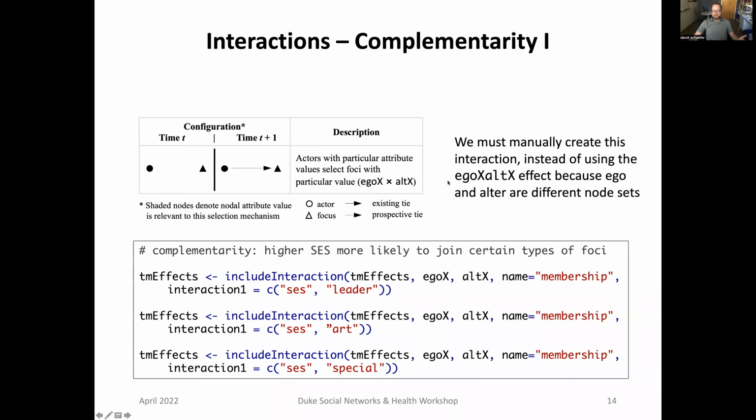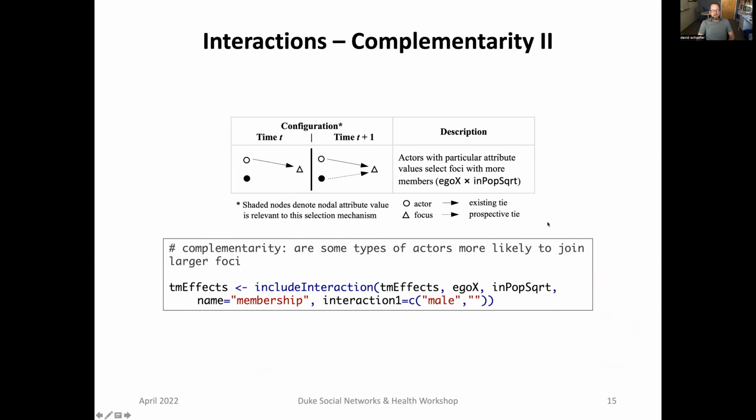Now, if you've done some Siena modeling, you might be thinking, well, there is an ego X alt X effect. Why don't we just use that? But if you go and look at how that effect is constructed, you'll notice that the ego X and alt X effect rely on ego and alter. It looks at the same attribute for each. And here, because ego and alter are from different modes, their attributes will differ. So we're setting this up by creating an interaction.